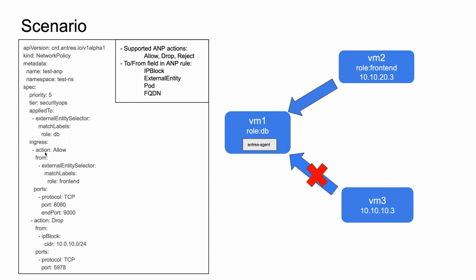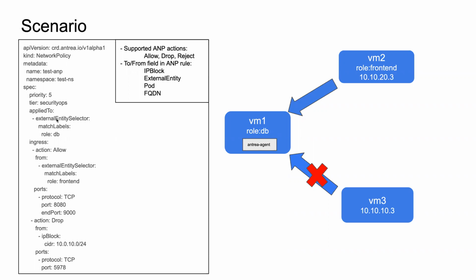In the egress, there are two rules. You can see that we will allow the traffic from the external entity which has labels role equals frontend, and we will drop the traffic from the IP block within this CIDR. So in this graph, the traffic from VM2 to VM1 will be allowed, but traffic from VM3 to VM1 will be dropped with this Antrea network policy defined.